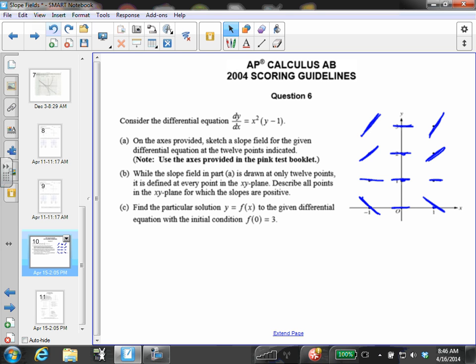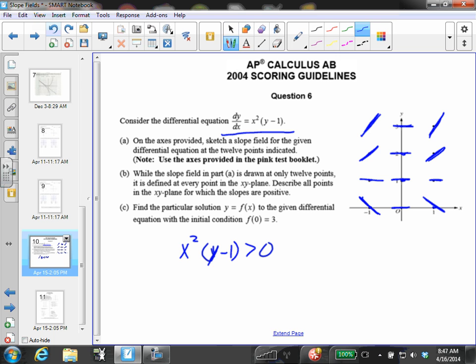Okay, so we're looking for where the slopes are going to be positive, which means that we need x squared times y minus 1 to be, and a way that we could say this would be that this stuff is greater than 0, right? Because this is the derivative, you know. This tells us about slopes. It's a derivative, and what we want is for the slope to be positive. Therefore, we want the derivative to be positive. And so we can just set it up where we have that function right there being greater than 0, and therefore our derivative being positive.